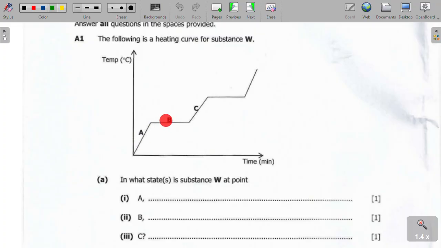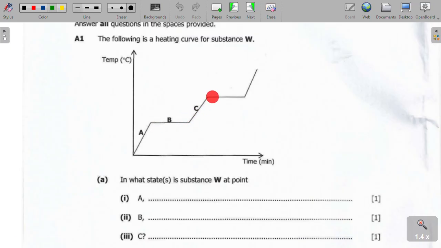And then point B, right on the first flat line here, stands for solid plus liquid, because this is showing a change in state of matter. So we can say solid plus liquid, or melting in progress. Are we together? Or just liquid. Very important, I hope you're taking notes down.